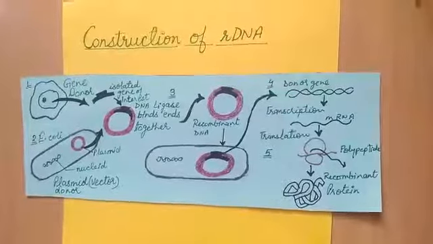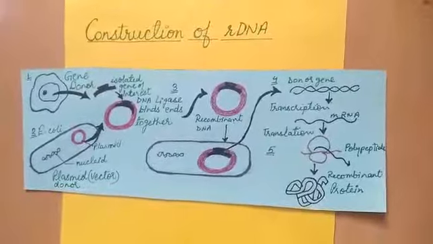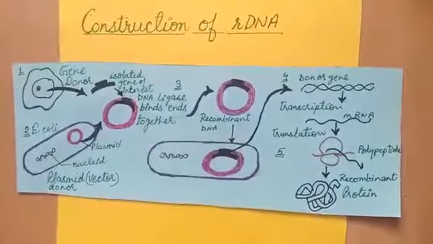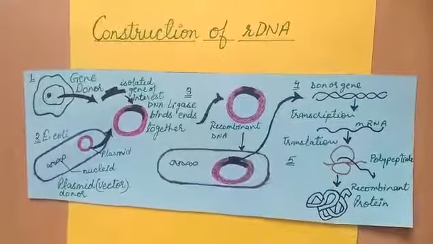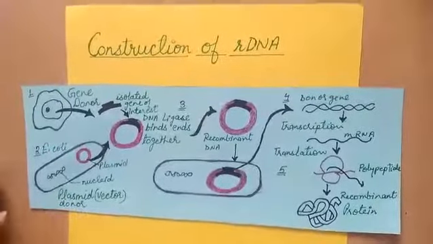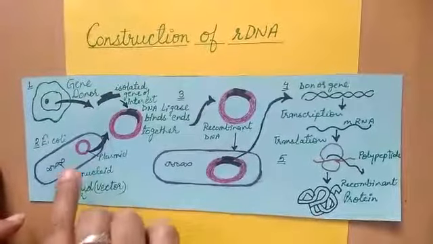In this video, we will study the construction of recombinant DNA. The basis of genetic engineering actually lies in the formation of recombinant DNA. Recombinant DNA means manipulated DNA, in which the gene of interest is inserted, and this is done with the help of plasmid, a vector which is present in E. coli bacteria.